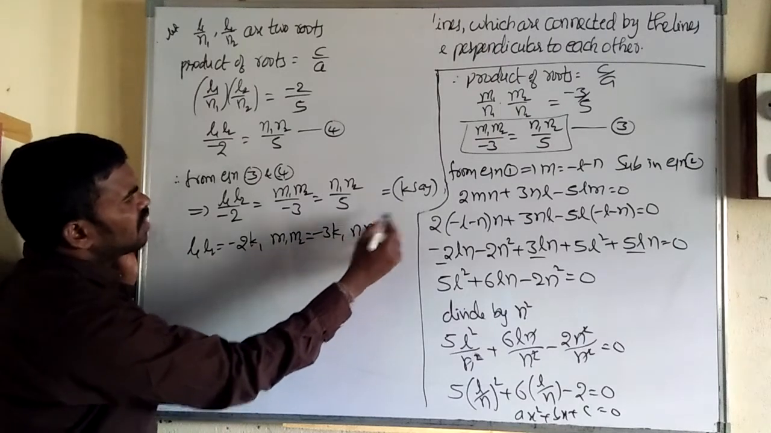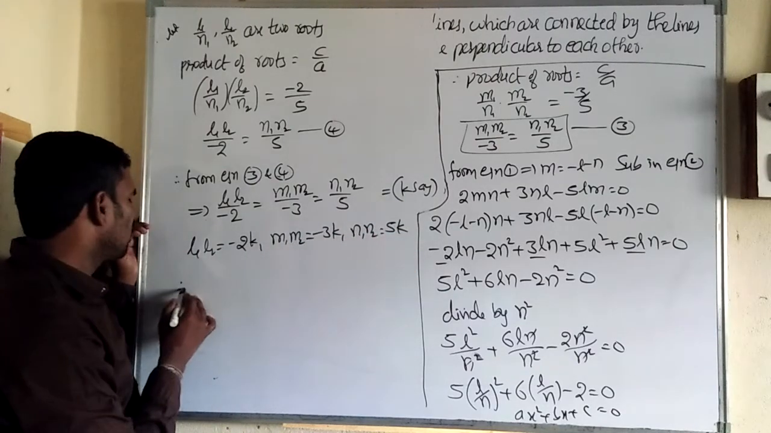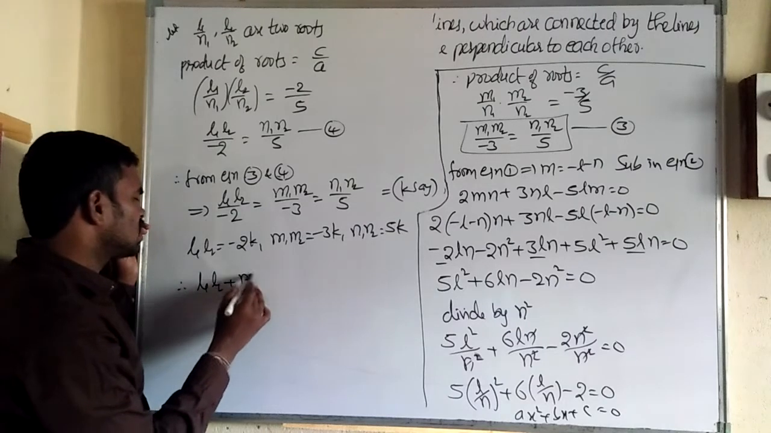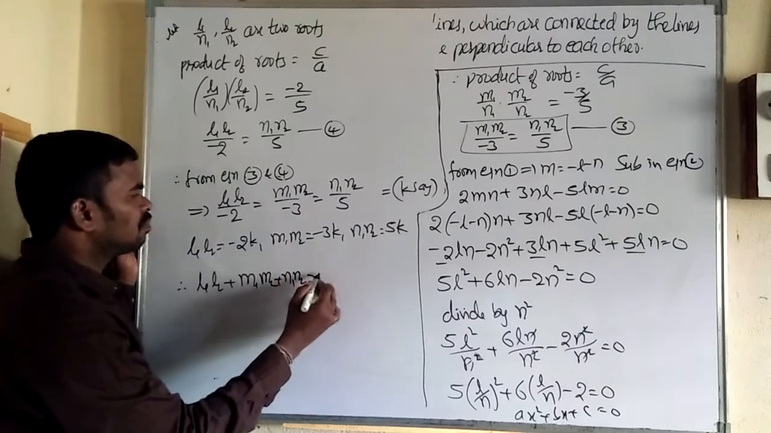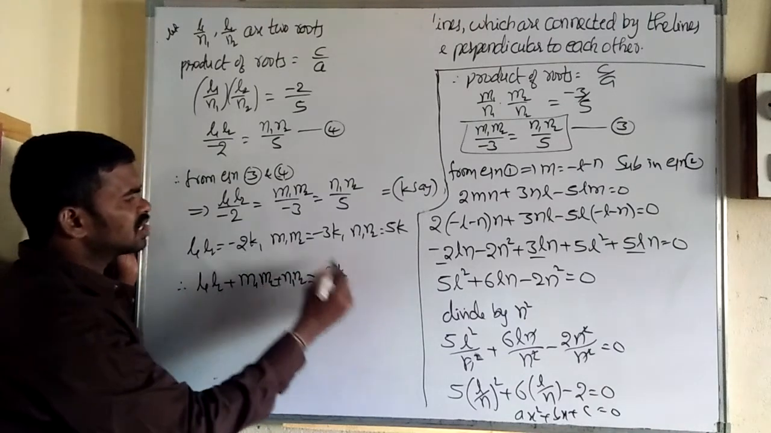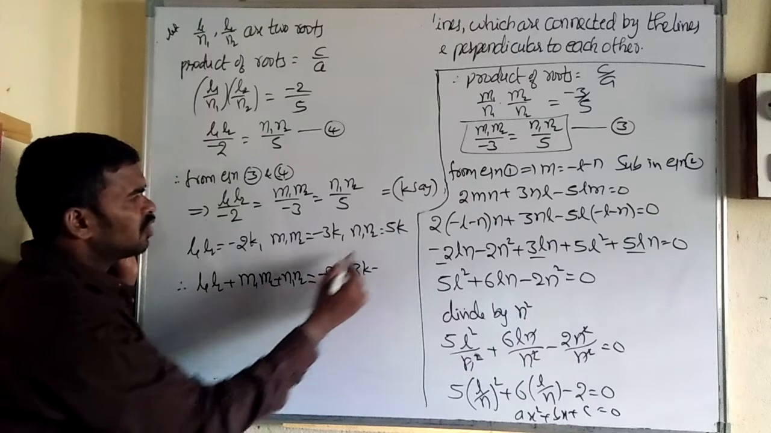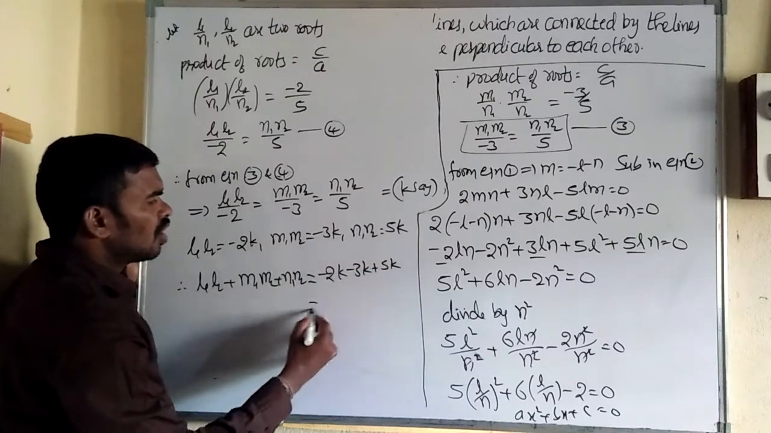N1 N2 equal to 5 into k, 5k. So therefore, find out what is L1 L2 plus M1 M2 plus N1 N2 value. L1 L2 means minus 2k. M1 M2 means minus 3k. N1 N2 means plus 5k. So all are k terms.